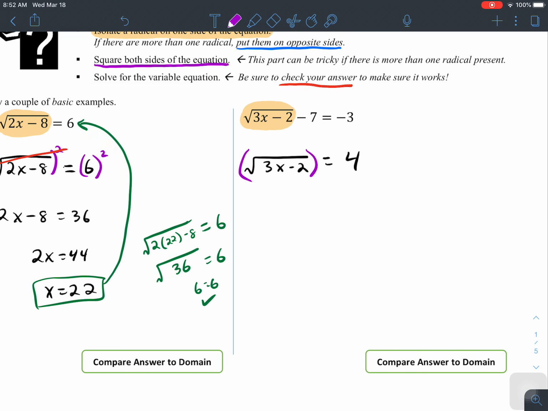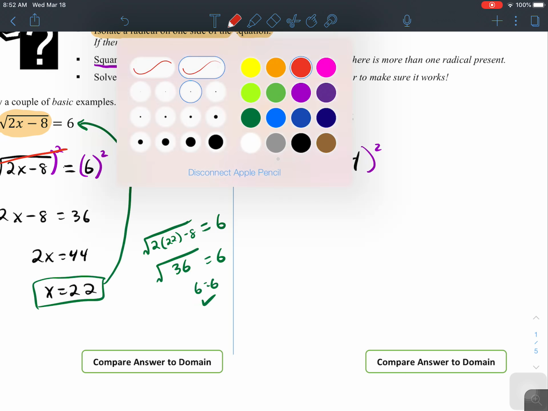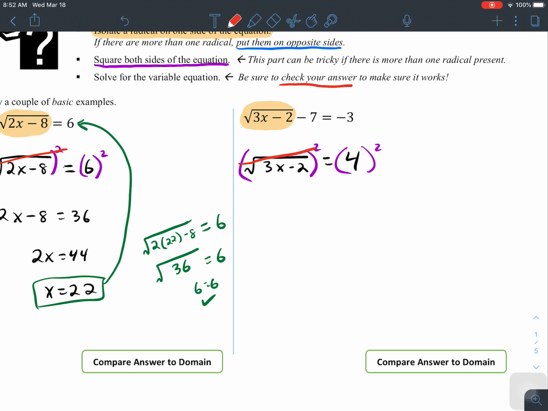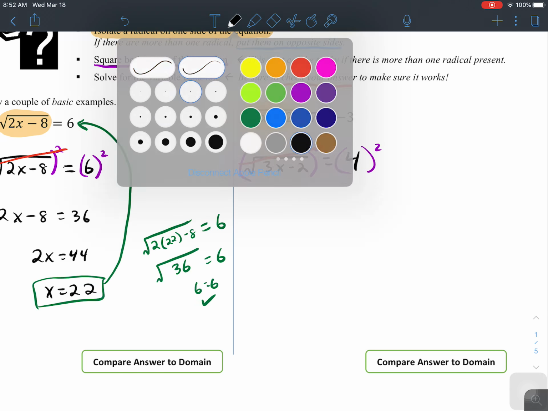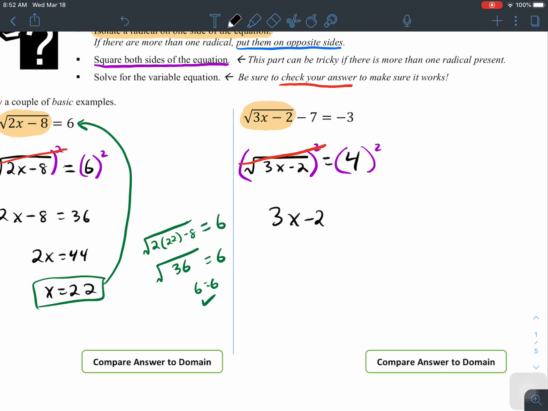So I'm going to put parentheses around the entire left side and around the entire right side. When I square both sides, the radical and the square are going to cancel each other out. So I'm left with 3x minus 2 equals 16. Now we just solve. 3x equals 18. x equals 6.